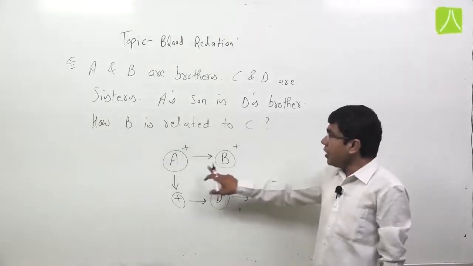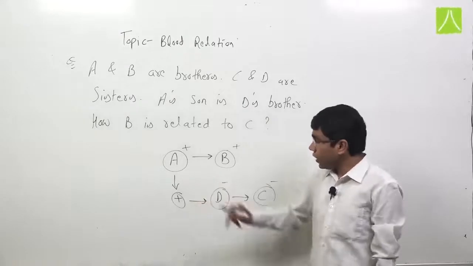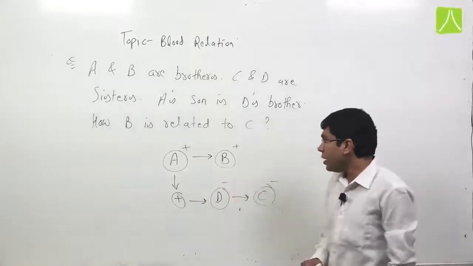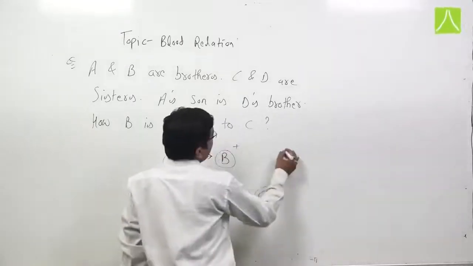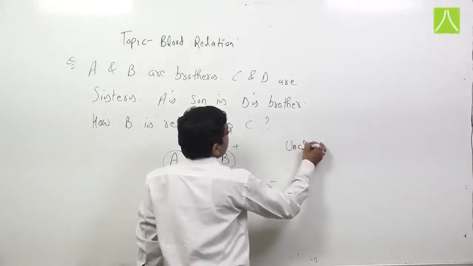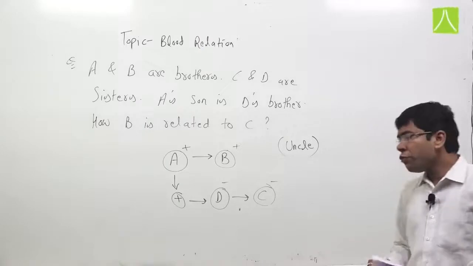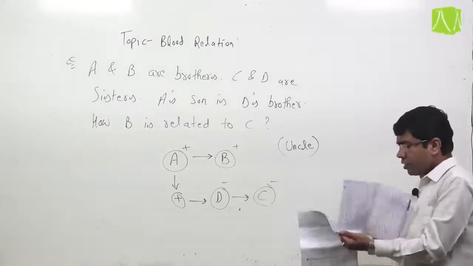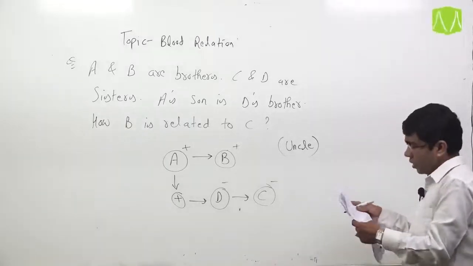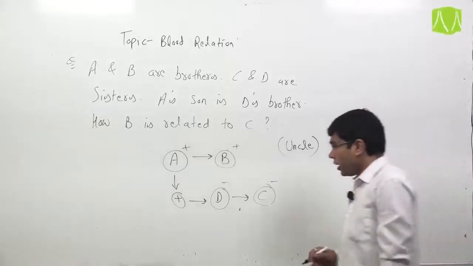We know that C is the daughter of A and B is the brother of A, so we can say that B is the uncle of C. So for this question our answer should be uncle. Now take further example.